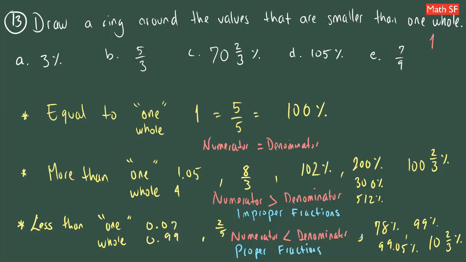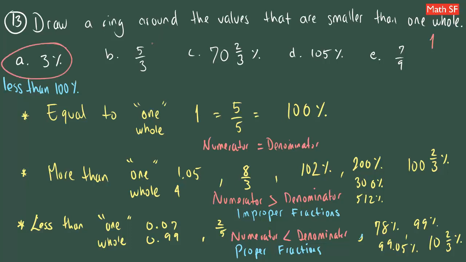So let's see, what are we going to have here? Draw a ring around the values that are smaller than one whole. So numbers that are smaller than one whole, 3%. Of course, 3% is going to be less than one whole. It's less than 100. So I'm just going to write what we are finding here. This is less than 100, therefore it's less than one whole. So that's one of my answers. Let's use red, I think red will be better. So this is my answer.